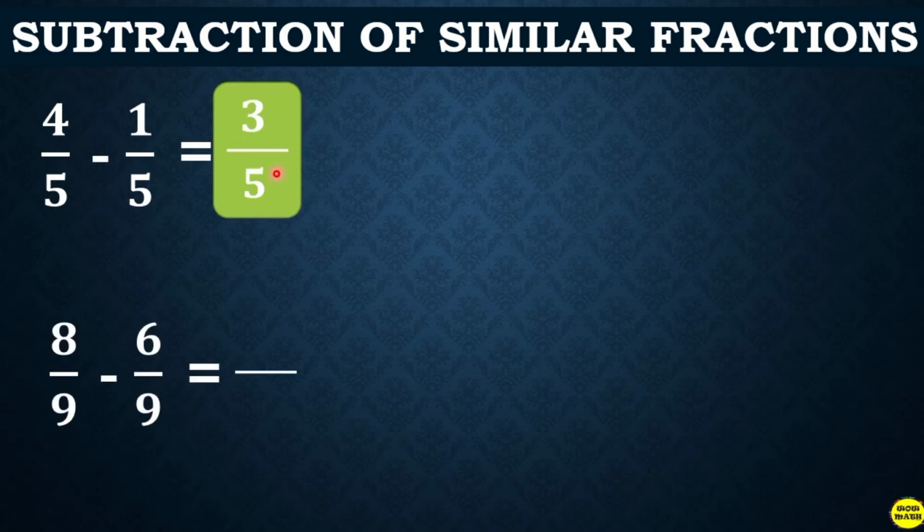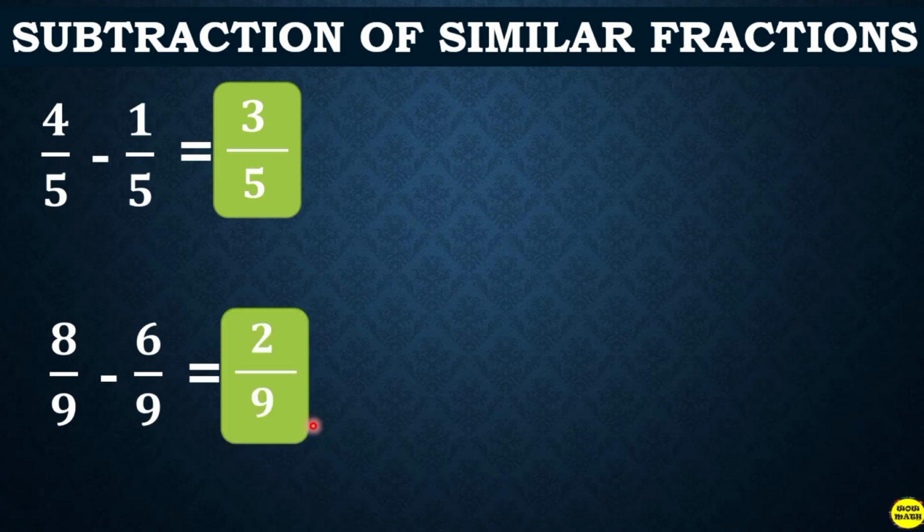Another, 8 minus 6, that is 2. And then copy the denominator, 9. So the answer is 2 over 9.